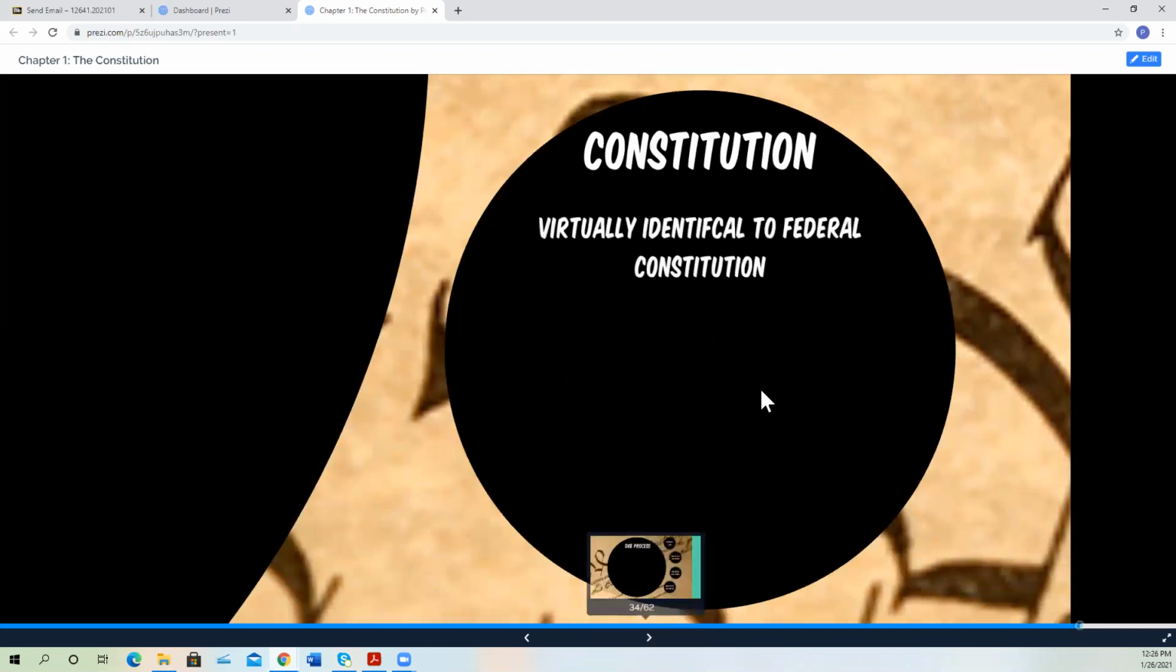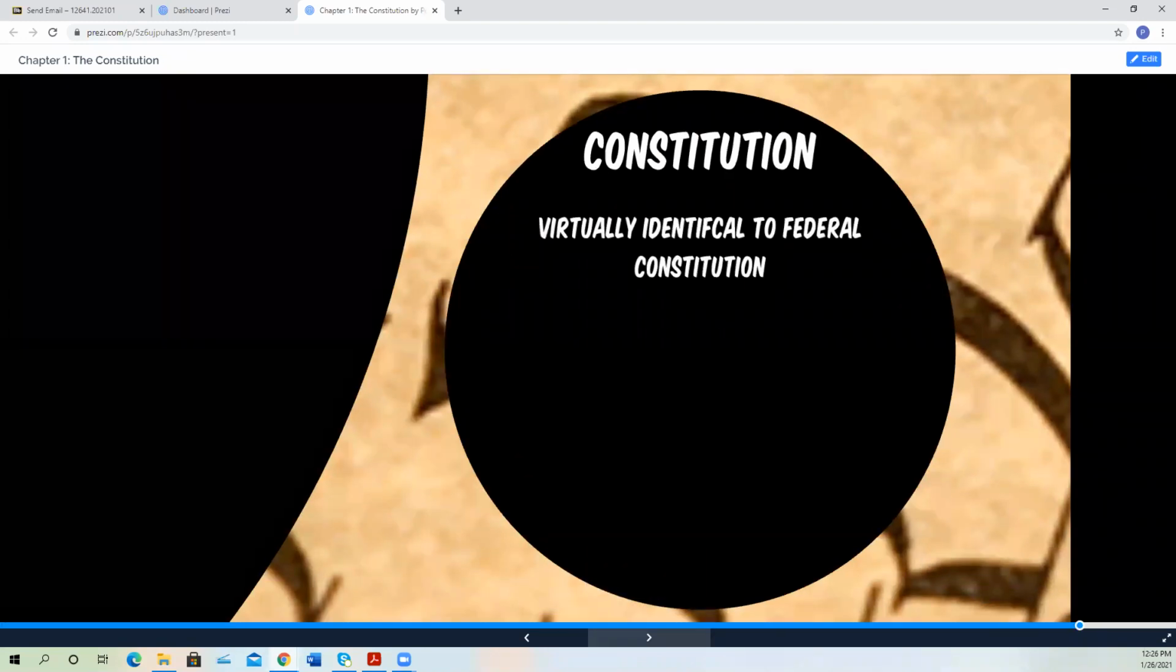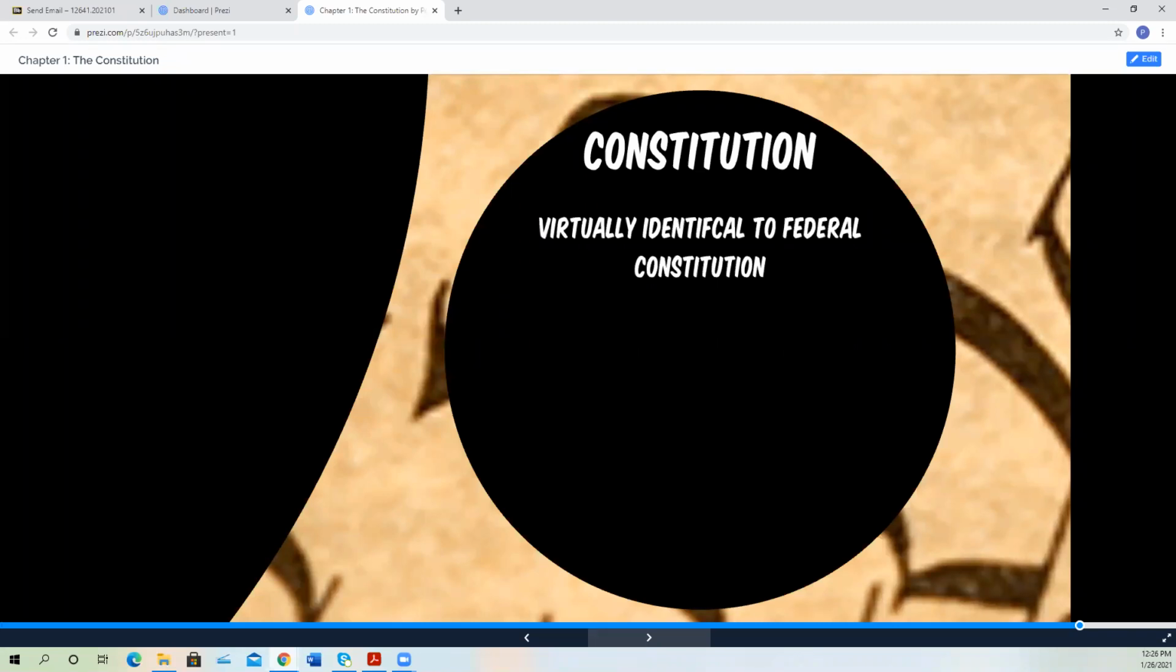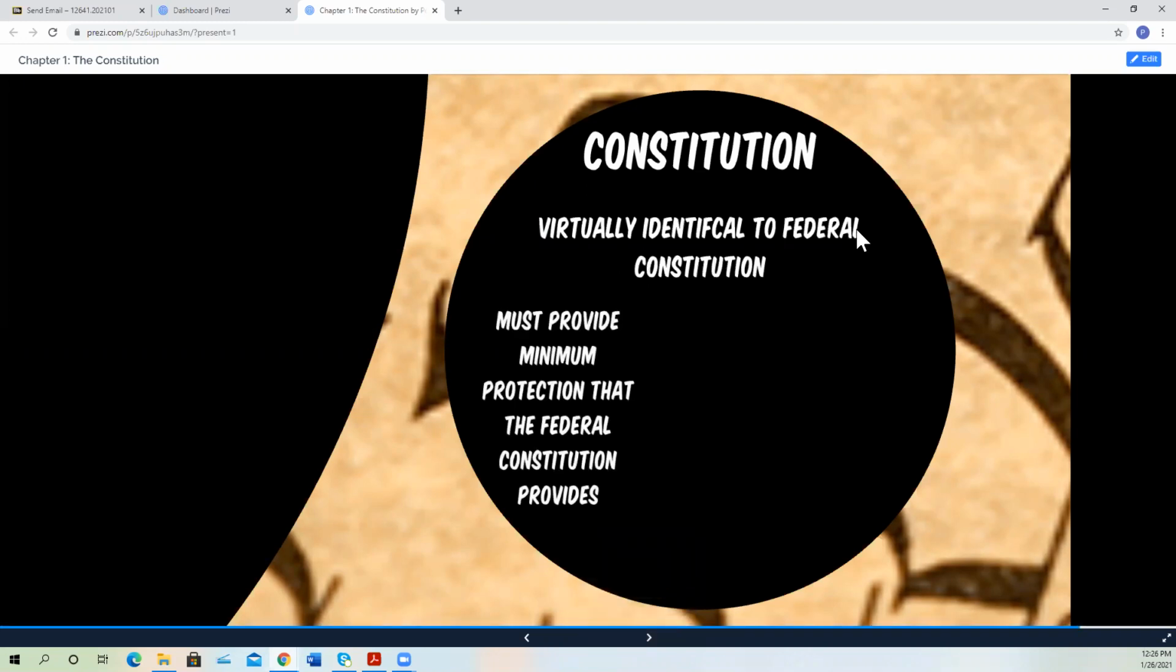The Constitution itself, every state has their own constitution. We have the federal constitution, and we have 50 different state constitutions. And they're virtually identical to the federal constitution, almost word for word. At least the first part of it is. And then each state adds their own individual things. But they're virtually identical to the federal constitution.